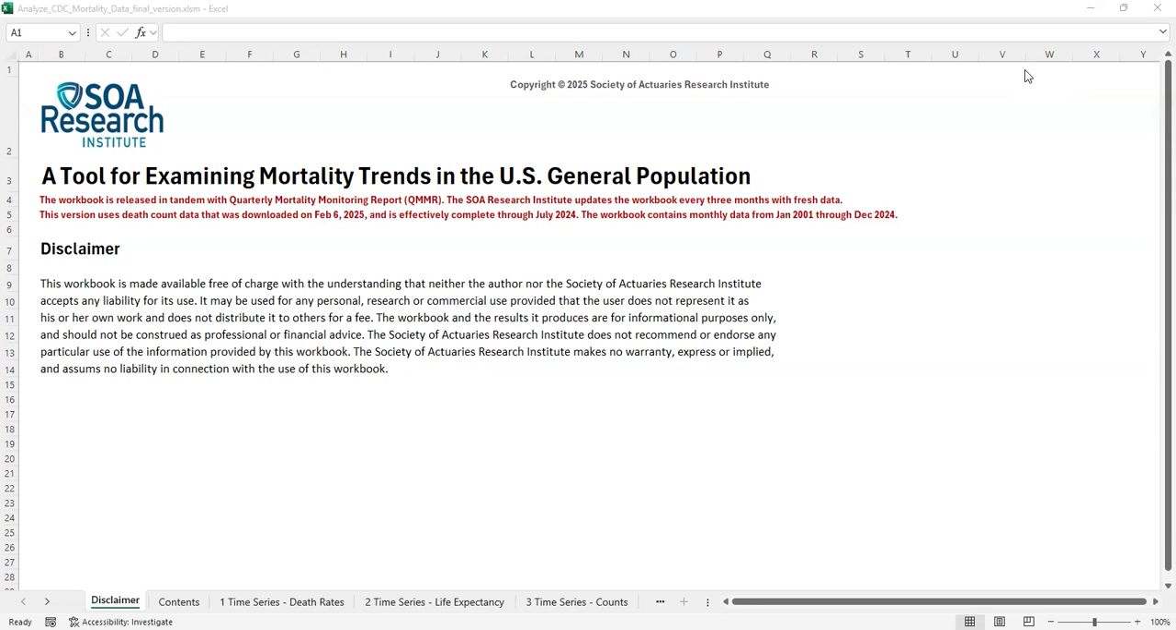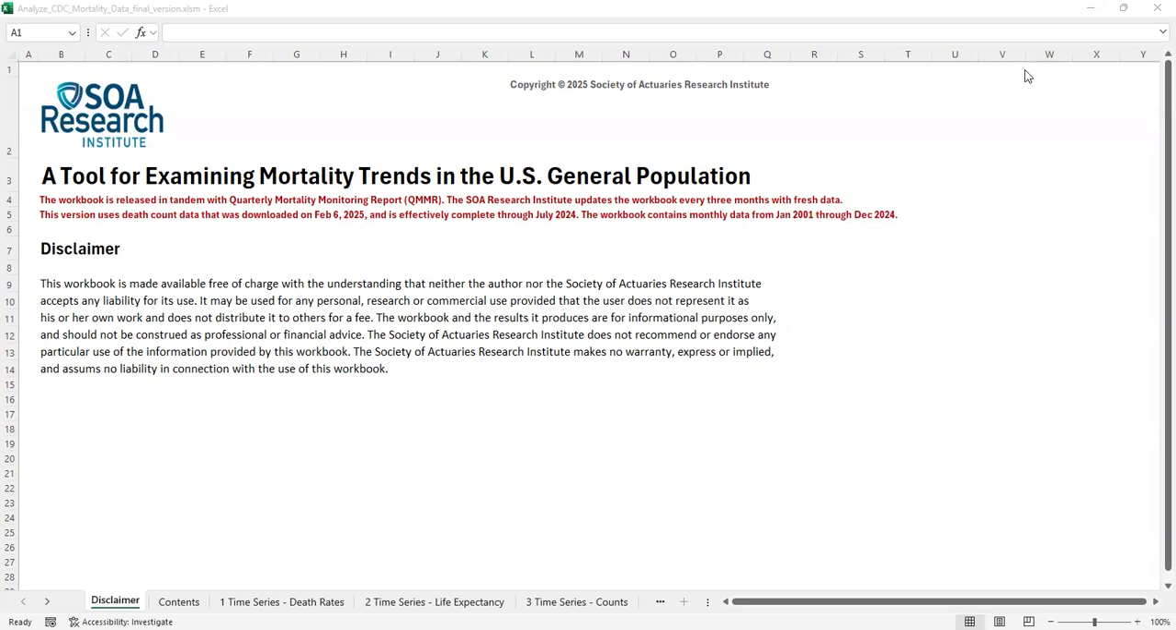As a data source, the workbook uses death counts for the U.S. resident population from the CDC, the Centers for Disease Control and Prevention. This version of the workbook contains data from January 2000 through December 2024. Due to reporting lags, the data from August to December 2024 is incomplete.